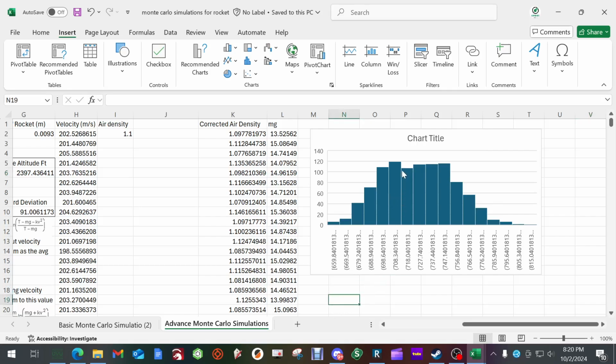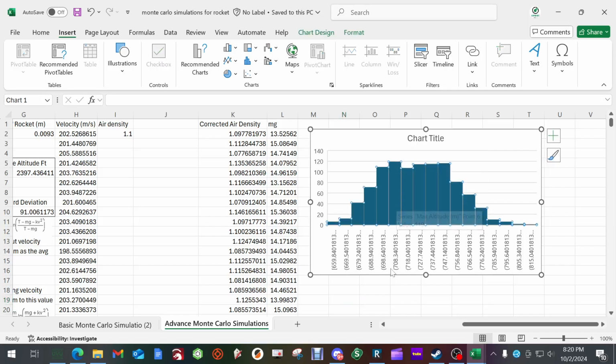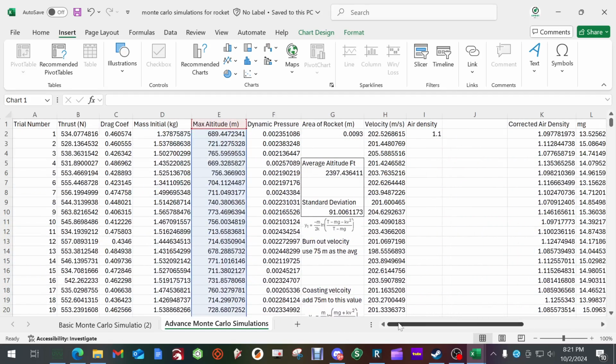So it looks like right now 708 meters is the most common. So most likely my current rocket would do 708 meters, times that by 3.28 to get feet. So roughly 2,100 feet or so. Speaking of that, I took my average max altitude and multiplied it by 3.28 so I could see it. Standard deviation, times it by 3.28, so I have plus or minus 91 feet. And that's it.